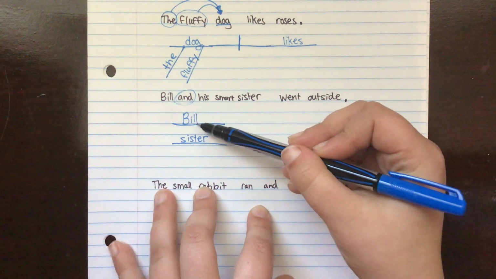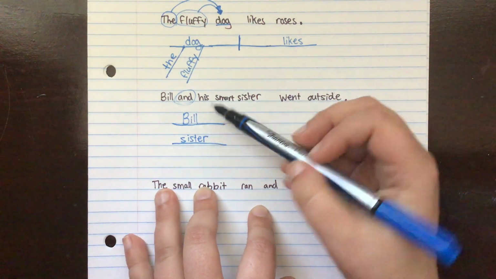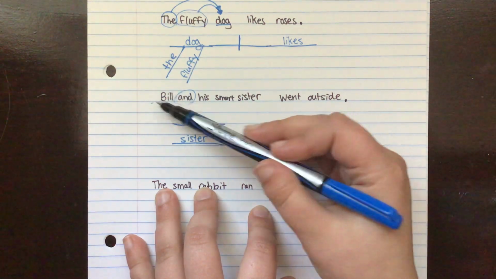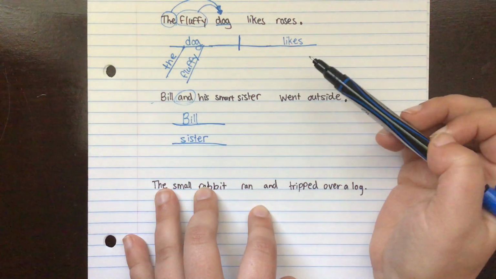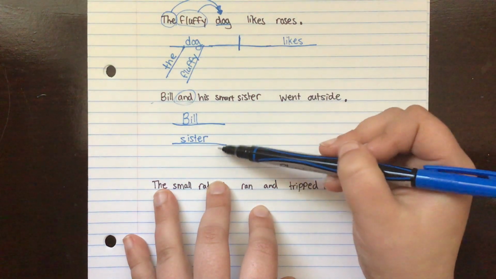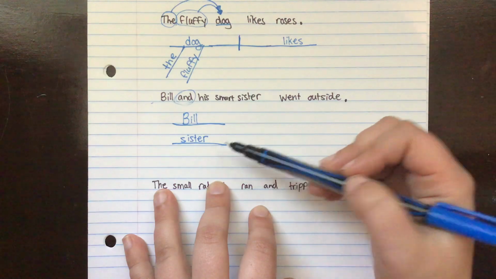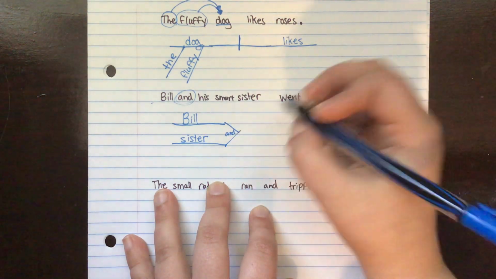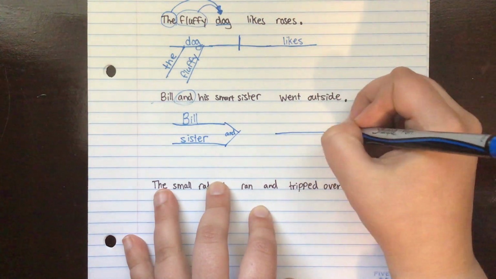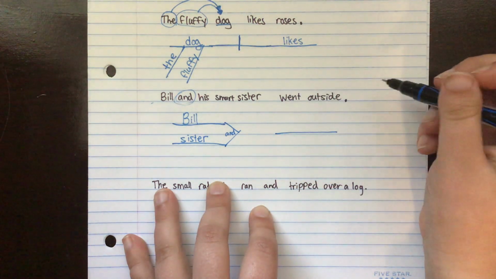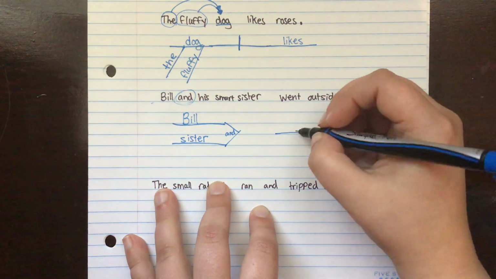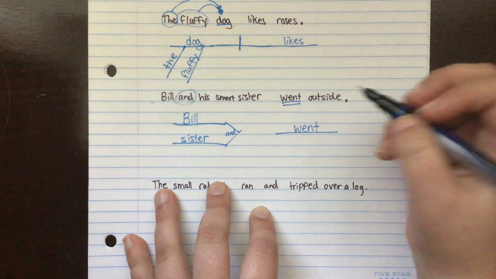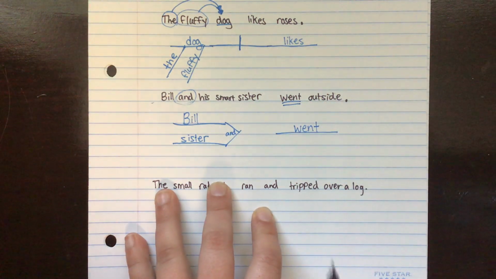Now, you'll notice I didn't leave a lot of room between Bill and sister, and the reason I did that is because I looked around Bill and I saw that there weren't any adjectives with Bill, so I don't have to worry about drawing lines for adjectives, so I can put sister right below. So there we go, we have our two subjects. They are joined together by the word and, so we put that in, and then we write our verb over here. What is my verb? What are they doing? Well, they're going outside. Went is my verb. There we go. So I have my subjects and my verbs. Now I do my adjectives.